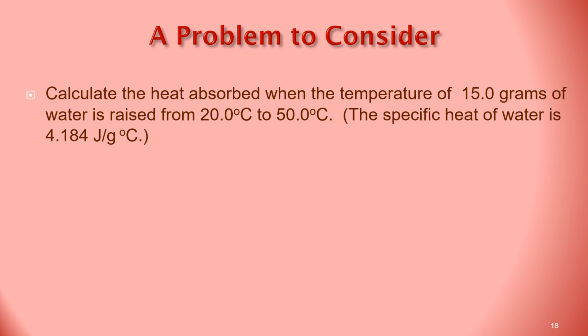Okay, so let's look at an example. Calculate the heat absorbed when the temperature of 15 grams of water is raised from 20 degrees Celsius to 50 degrees Celsius. The specific heat of water is 4.184 joules per gram degree Celsius. So again, you see that the unit even, our specific heat, shows you what you need to multiply by. Since what you're trying to find is joules, in order to get joules, you'll have to multiply by the number of grams and multiply by the change in temperature. So Q equals c m delta T.